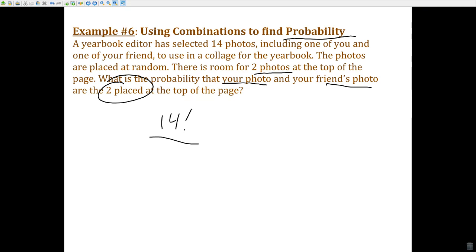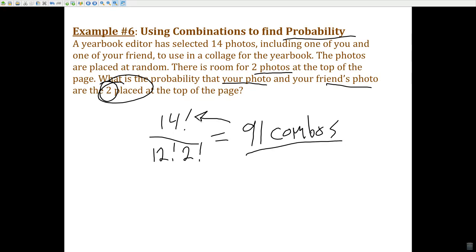So what are our combinations? 14 total photos that are submitted. You have n minus 2, right? Because you have 1 in your friend. So 12. 14 minus 2 is 12. Then you have 2 factorial, right? Because you chose, that's the other r, right? You punch that in a calculator. Should get 91 combos, right? These are the total amount of combos of the 14 that could happen.